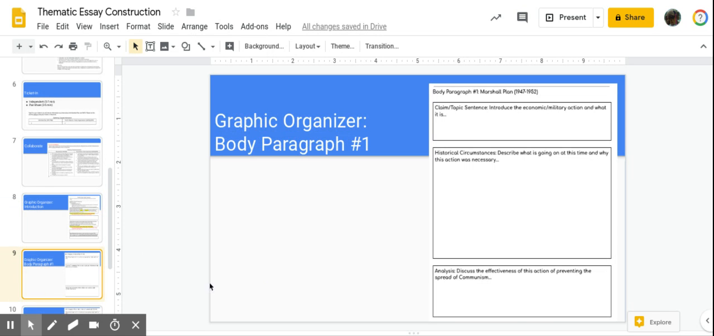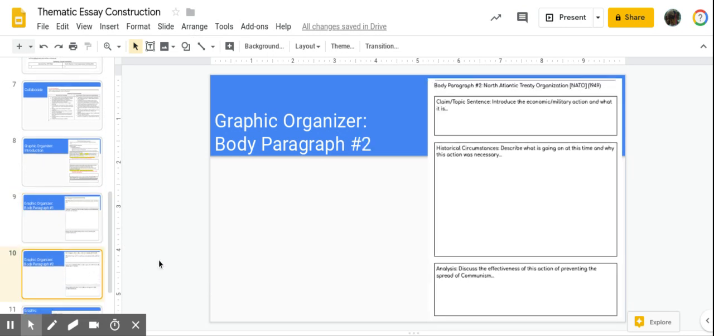So the graphic organizer for the first body paragraph is very similar to the second body paragraph. So in this one, they're going to be discussing the Marshall Plan, coming up with a claim or topic sentence where they're going to introduce the economic or military action and what it is, then the historical circumstances surrounding that action, describe the time period, what was going on, why was it necessary, and then discuss the effectiveness of that action. So that's where you're really connecting it back to the thesis statement.